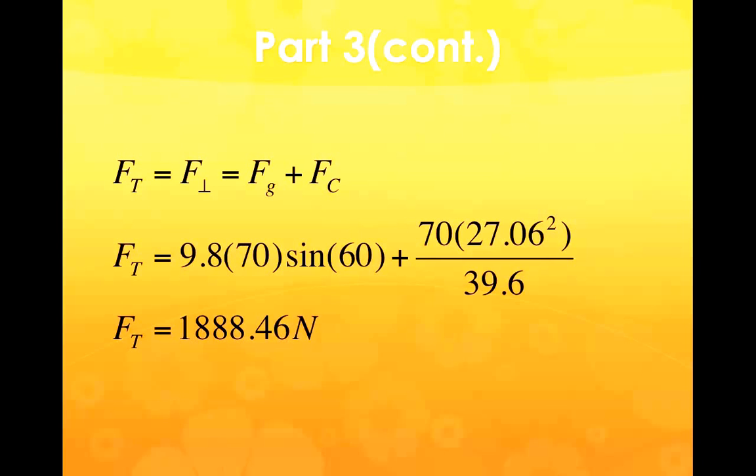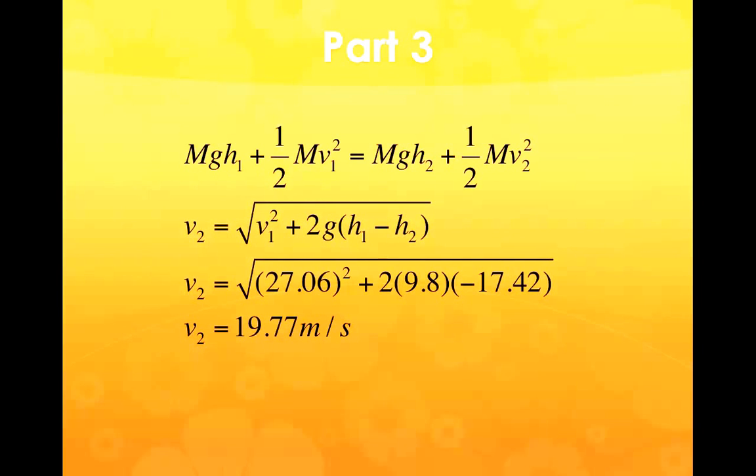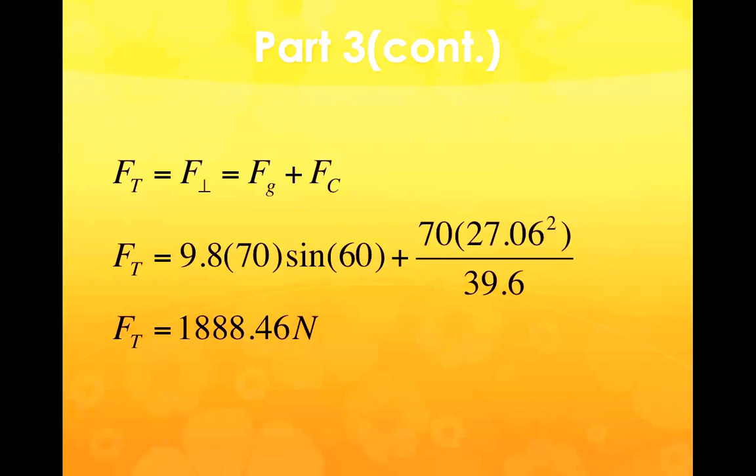9.8 times 70 times the sine of 60, plus 70 times 19.77 squared divided by 39.6. So yeah, that number is wrong. It should be 1284.99, which again seems more reasonable compared to the velocity that we got and the force of tension we got before.